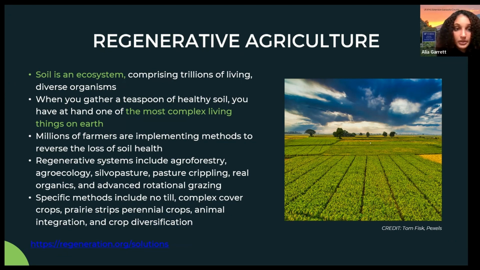Millions of farmers are implementing methods to reverse the loss of soil health, and regenerative systems in agriculture include agroforestry, agroecology, silvopasture, pasture cropping, real organics, and advanced rotational grazing. Specific methods within those include no-till, complex cover crops, prairie strips, perennial crops, animal integration, and crop diversification. So we're going to go into a few of these, but again, we're just touching the surface.